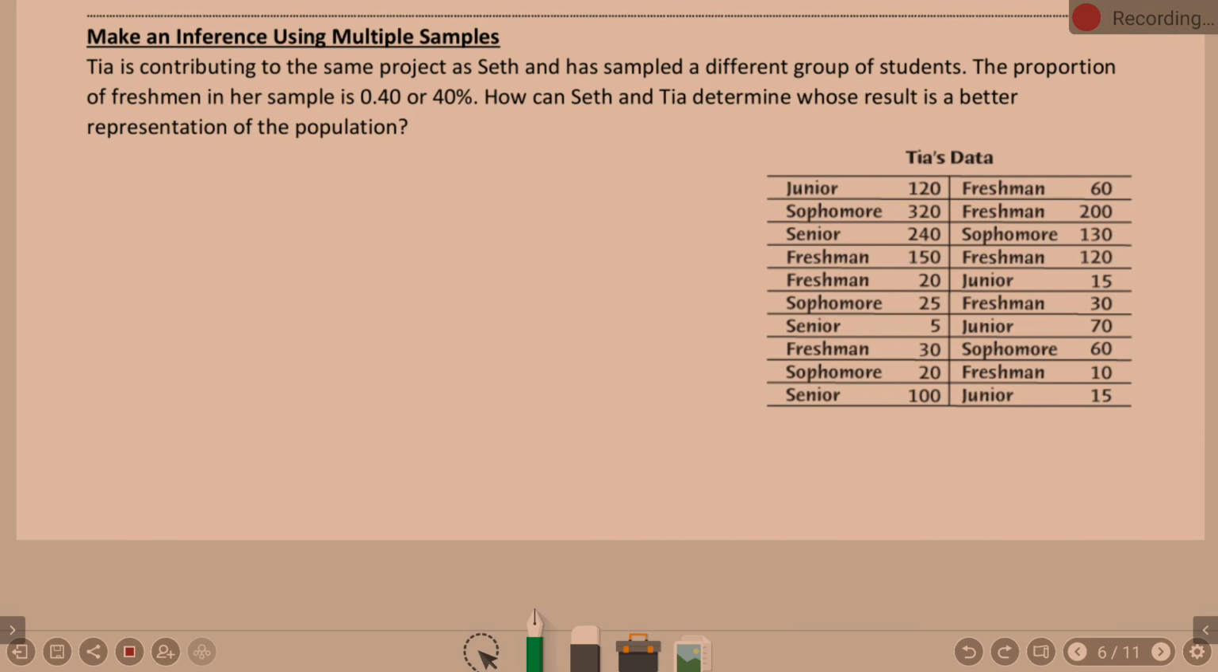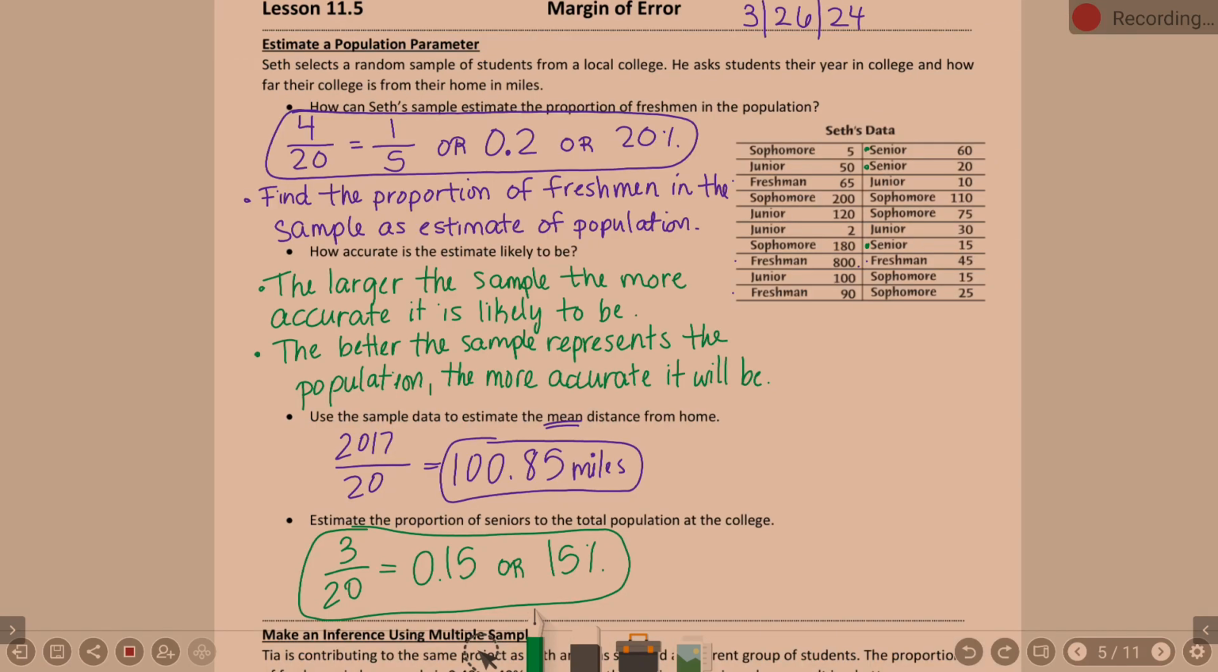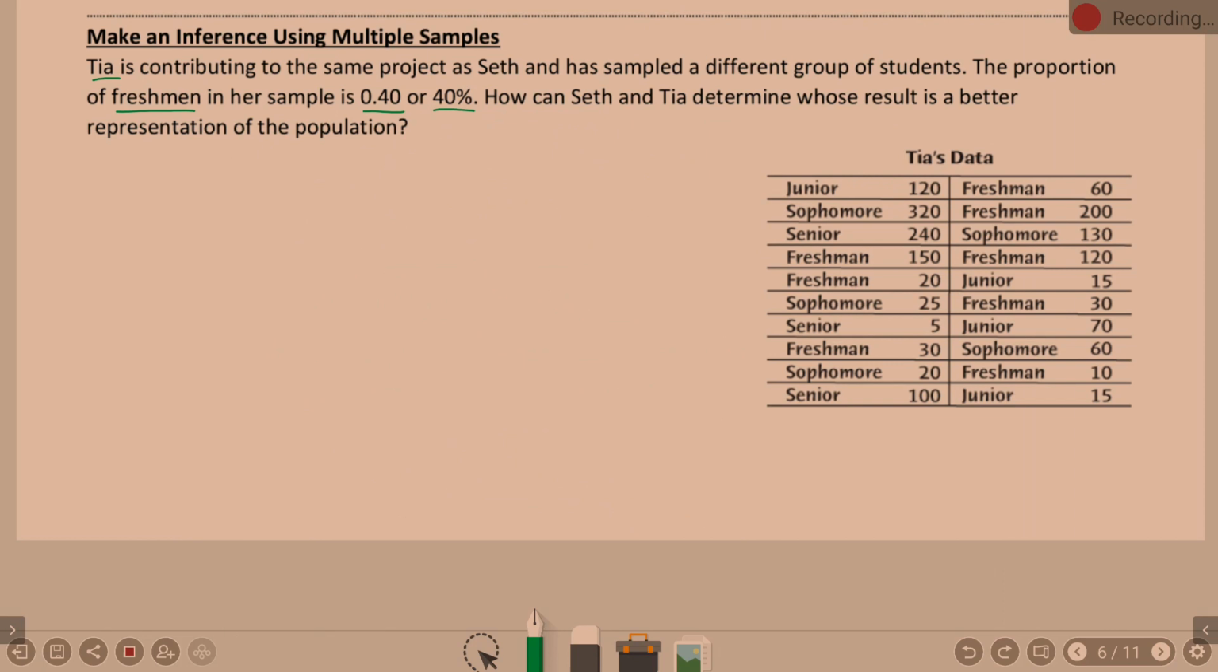They're not even going to make us find it, but we know that Tia's freshman proportion is 4/10 or 40%. What do we know about Seth? His was 1/5, 2/10, 20%. So with that in mind, how can Seth and Tia determine whose result is better?